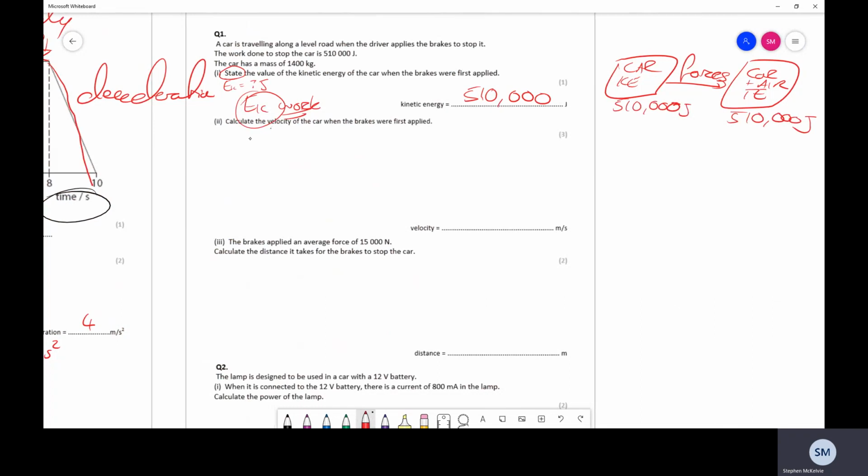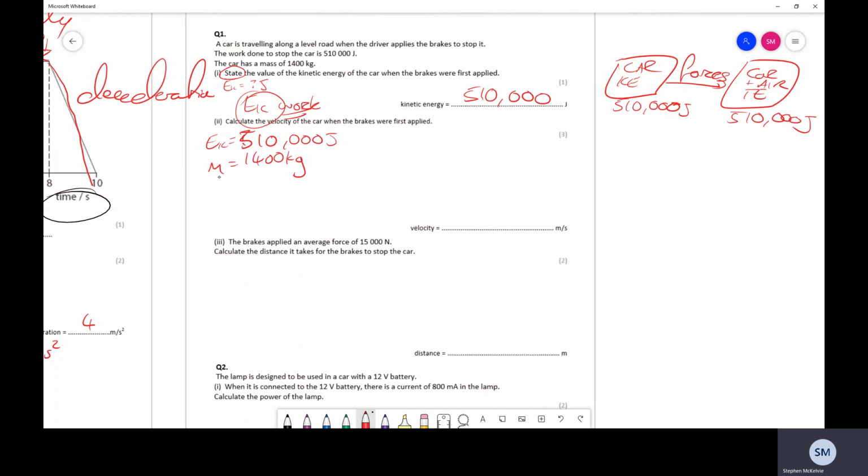Calculate the velocity of the car when the brakes were first applied. Now, I will need to do that for this one. Oh, this is a nice one. We have not seen this one so far, have we? Right. The EK is equal to 510,000 joules. The mass of the car is 1,400 kilograms.